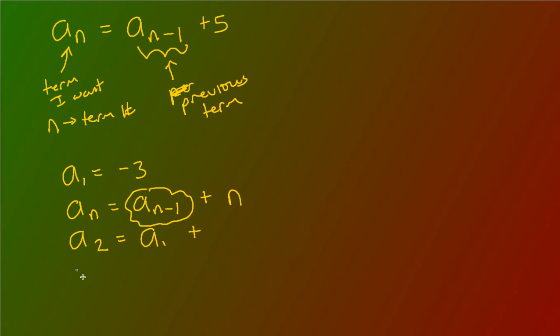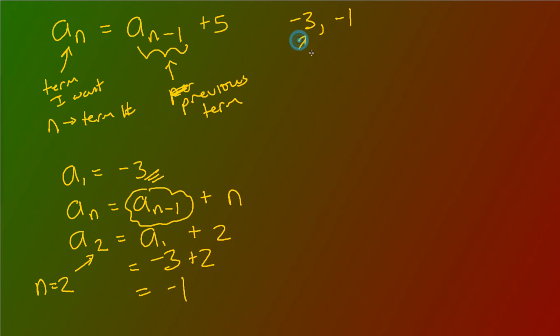Now, I want term number 2. So what does n equal? Well, n equals 2. So what am I going to add to term 1? A 2. So term 1, I knew, that's negative 3. And negative 3 plus 2, that's negative 1. So now if I keep my list, and I'm going to want to keep a list, so negative 3, that's term 1. Negative 1, that's term 2. This is number 1. This one's number 2.